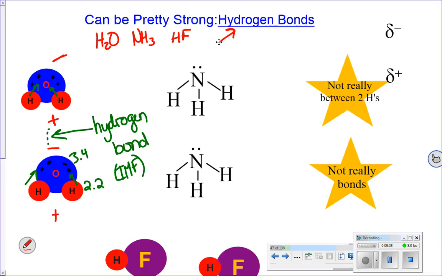A similar thing happens in ammonia. You have a partial negative, partial positive, partial negative, partial positive, and this is a very highly polar molecule, just like water. Nitrogen is small and has a high electronegativity, so it pulls electrons towards itself. So we're going to get a hydrogen bond occurring there.